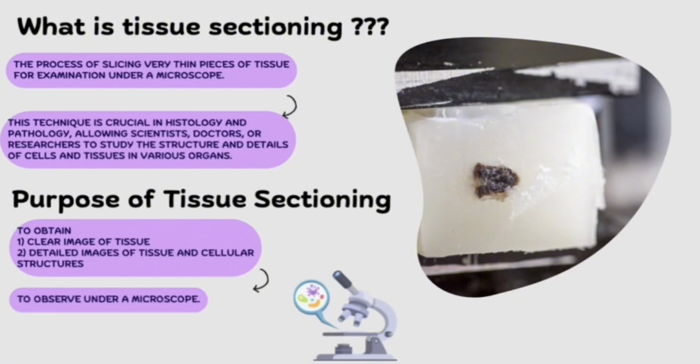Next is the purpose of tissue sectioning. So what is the purpose of tissue sectioning? The purpose of tissue sectioning is to obtain clear and detailed images of tissue and cellular structure for observation under a microscope. This is very essential in diagnosing disease, researching cell biology, and understanding tissue organization and pathology.